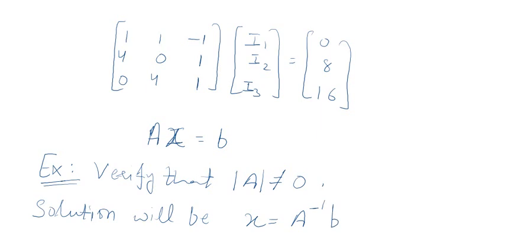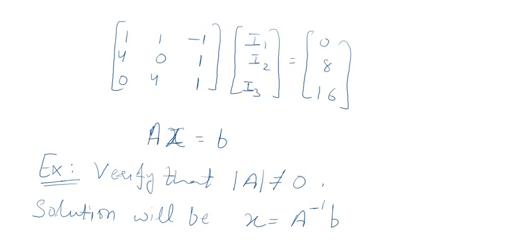There are other ways also. We can transform it by using elementary row transformations into an upper triangular matrix and use the back substitution method to solve this equation. That is a standard process known as the Gauss elimination method. So if I wish to use that, let's do it. I wish to solve this problem by using the Gauss elimination method.